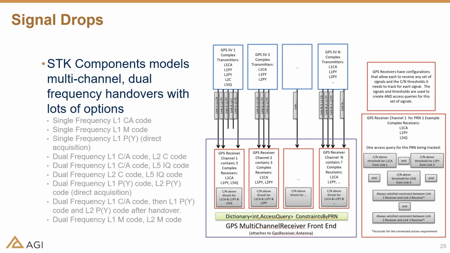The giant box at the bottom has a single receiver, and the individual red boxes are the channels in those receivers. So each channel has to track not only different frequencies, but different codes on that frequency. What we model in SDK components is the ability to model the handover between CA code to PY code, for example, or from one code to another code based on these different options on the left. So this is just a high level that shows you the depth of the modeling we have in SDK components for advanced navigation communications when you're using GPS.